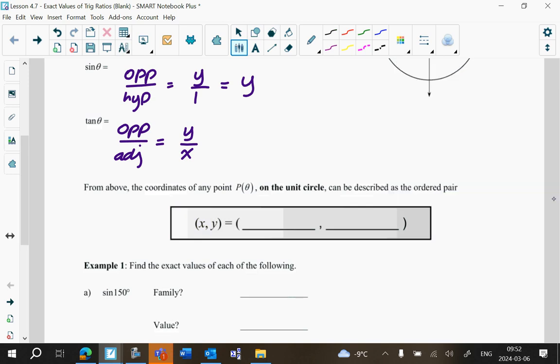So the coordinates of any point on the unit circle, x, y: x will always be the cosine of the angle that's coming out from the origin and the x-axis. The y value will always be the sine. And the tan, like I said, we have to do a little bit of work. We have to divide the y value by the x value.